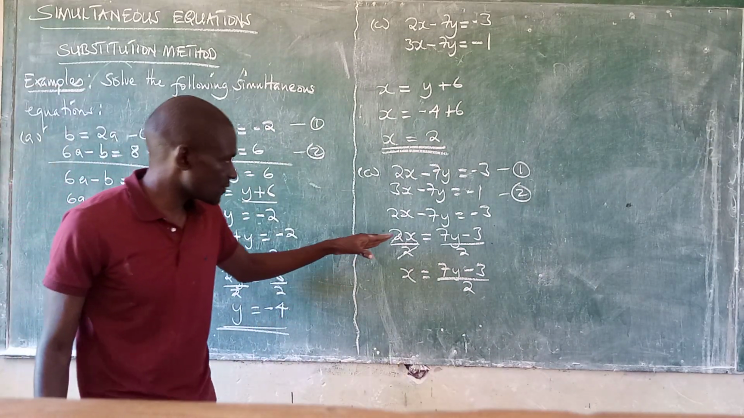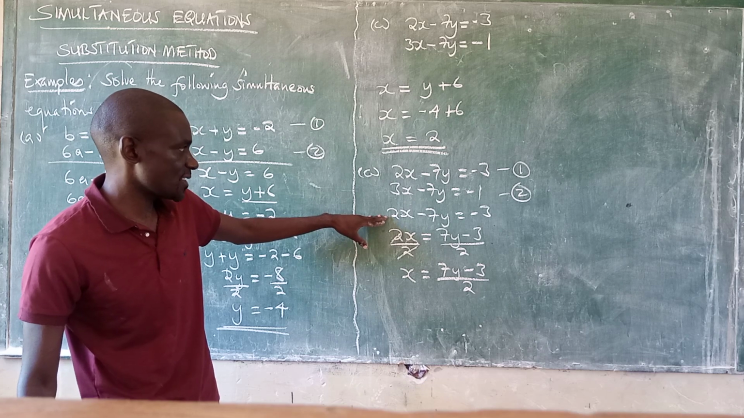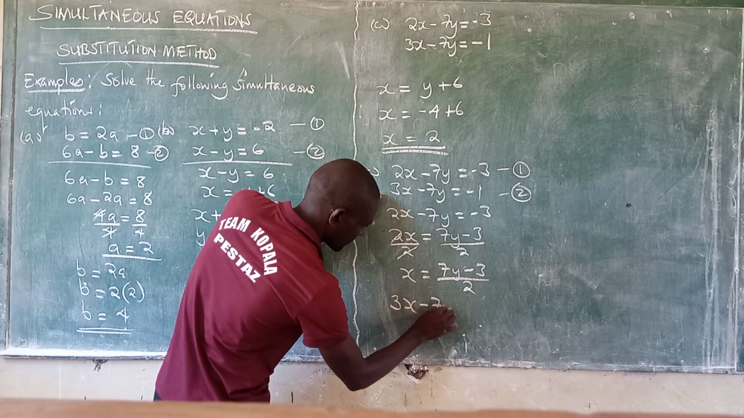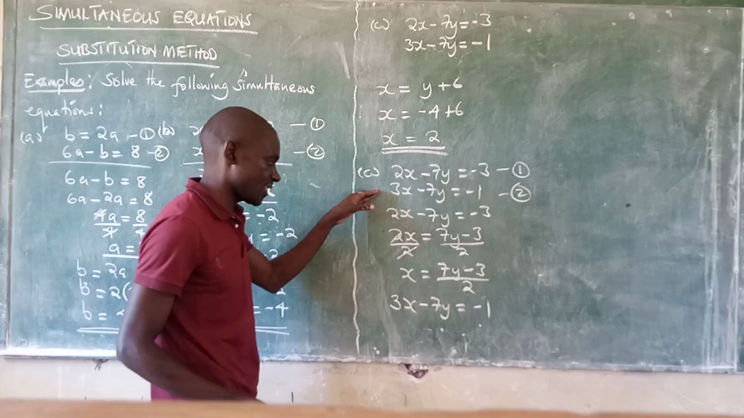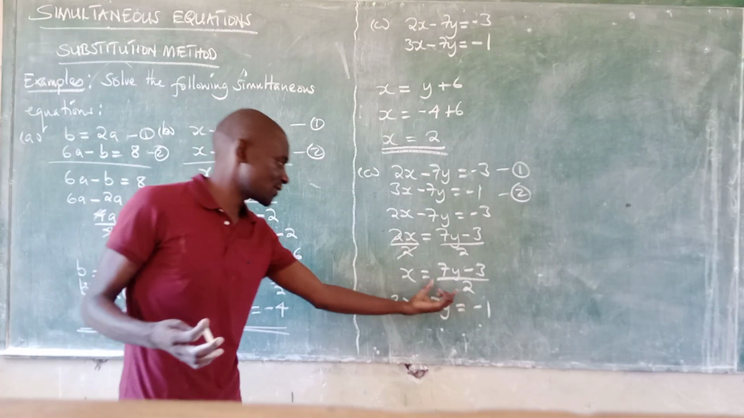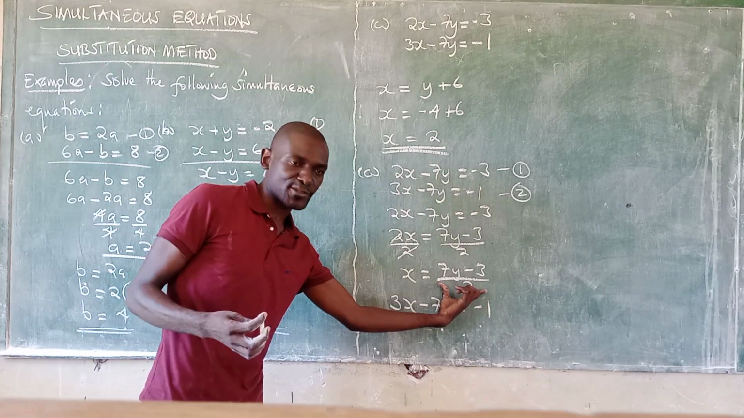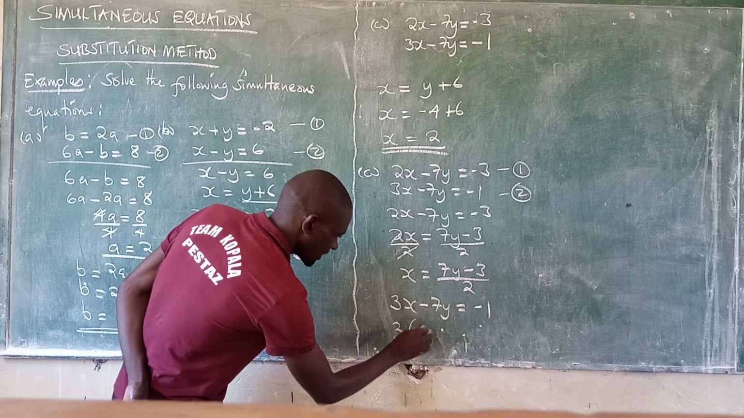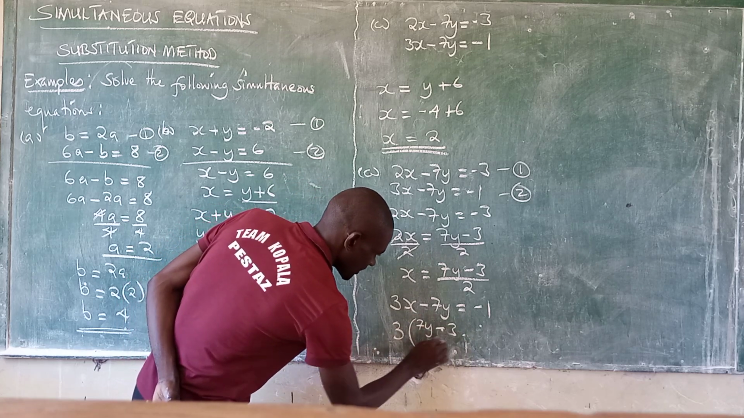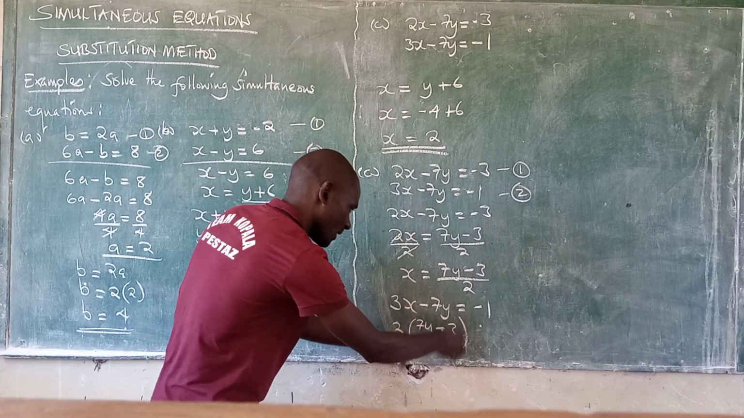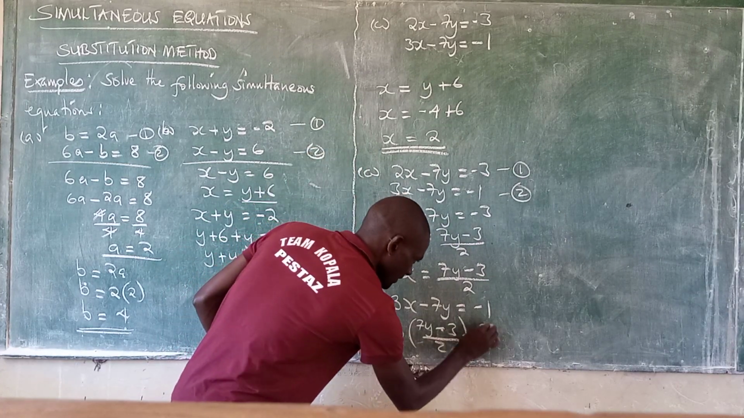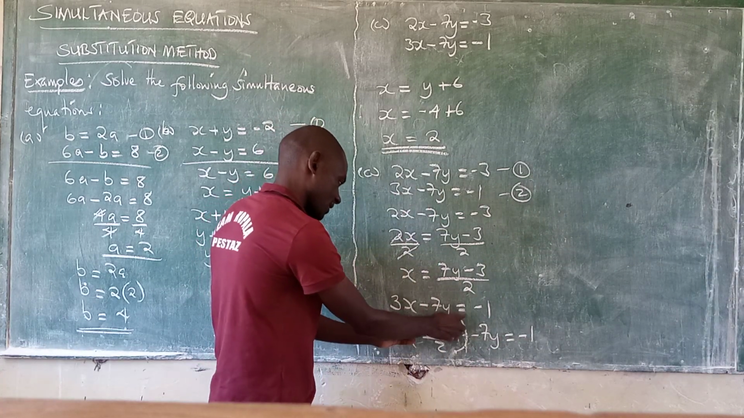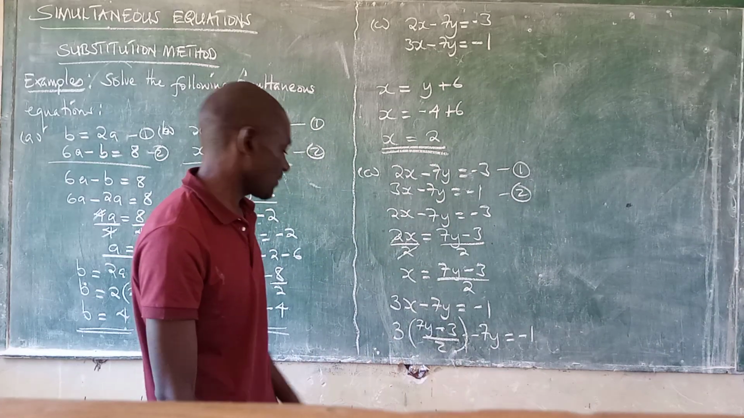Then, because we had picked equation 1, we can now go to equation 2, which is 3x minus 7y equals negative 1. And then where there is x, we have to substitute it by this part, which is in terms of y. So that will give us 3, open the brackets, for x, 7y minus 3 over 2, and then minus 7y is equal to negative 1. So all we've done is just replaced here. Then from there we can expand that part.